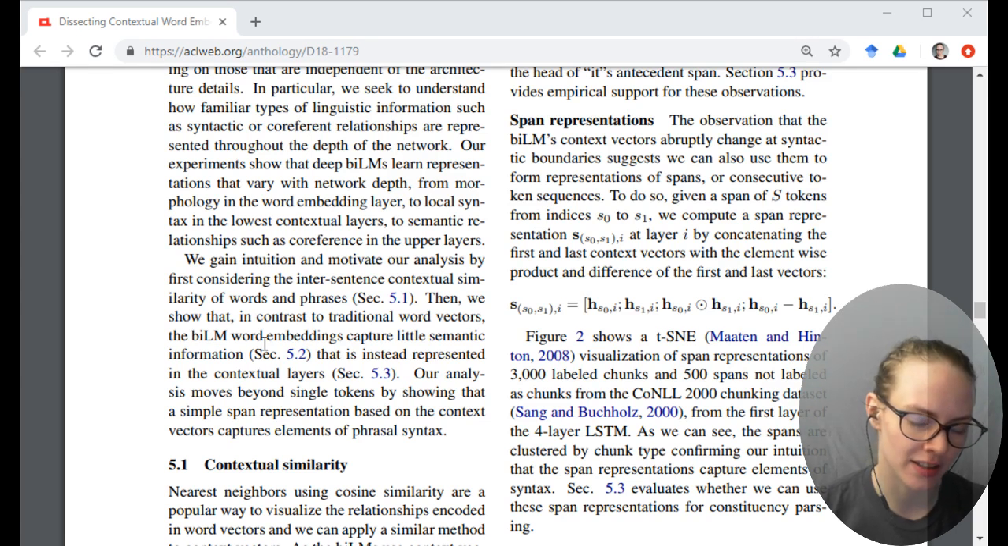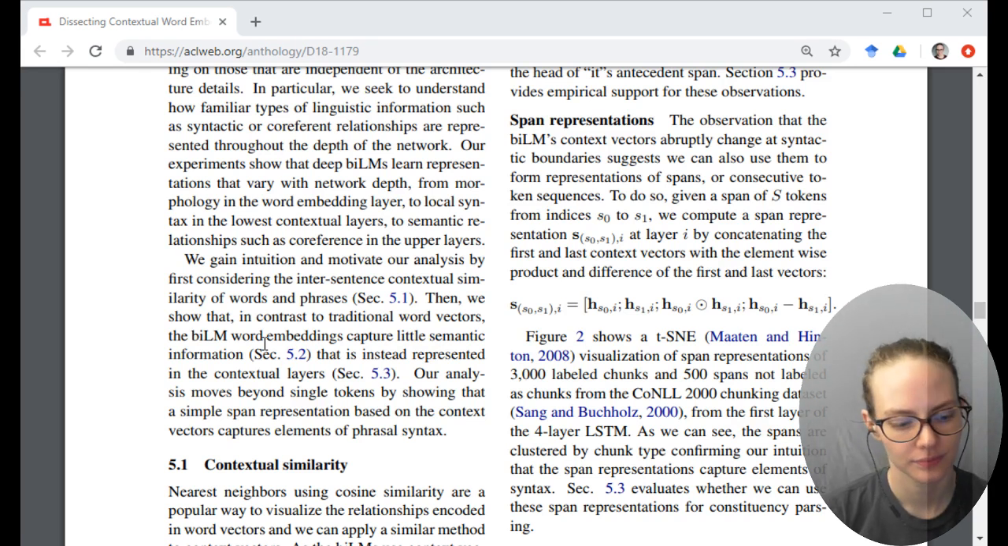Our analysis moves beyond single tokens by showing that a simple span representation based on the context vectors captures elements of phrasal syntax. Interesting.